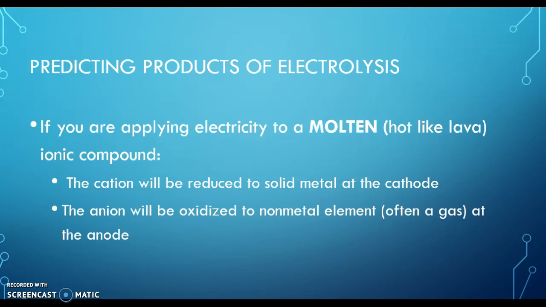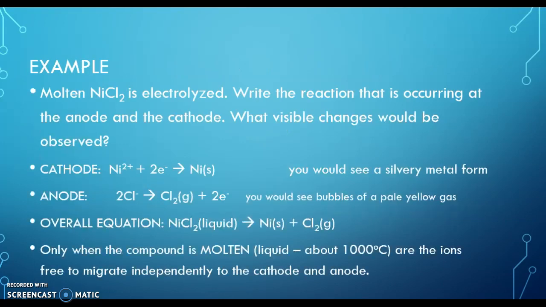And there's kind of two kinds of these problems as well. So if you are applying electricity to a molten, and whenever I hear the word molten, I think of molten lava cake. So molten means hot, like lava. And so this would be a melted ionic compound. In those cases, the only things you have in the container are cations and anions. So the cation is going to be reduced to a solid metal at the cathode, and the anion in this case will be oxidized, usually to a non-metal element, often a gas, at the anode.